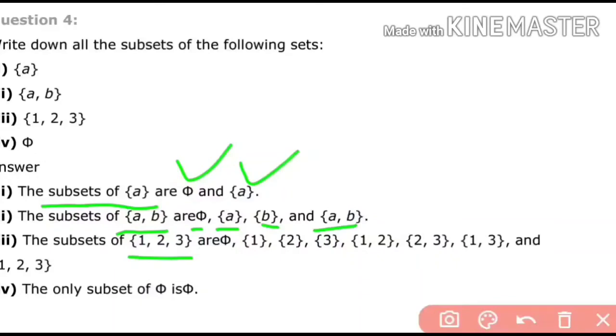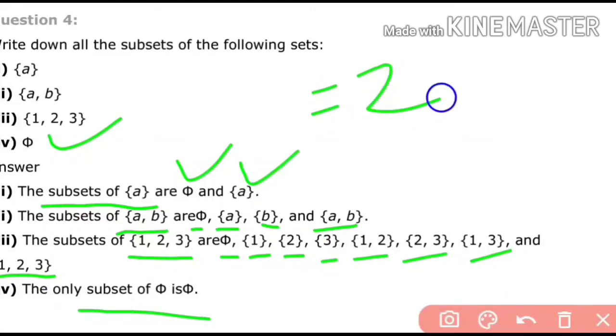Now the subsets of {1, 2, 3}. First you take the null set, then you take {1}, then {2}, then {3}, then 2 elements you take: {1, 2}, {2, 3}, {1, 3}, and the whole {1, 2, 3}. Look here, the null set has only one subset, that is the null set. Look here, the number of subsets, we already know the formula is 2 power n. n means the number of elements.